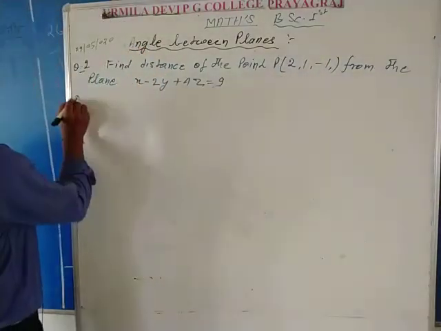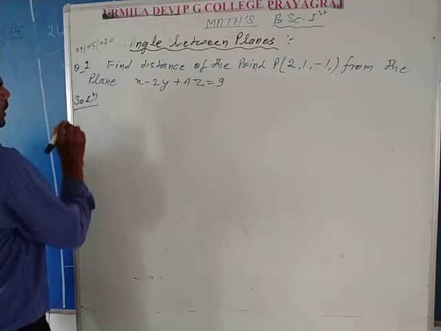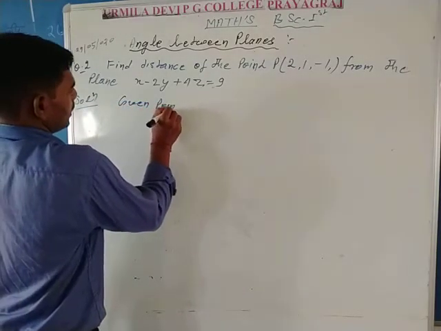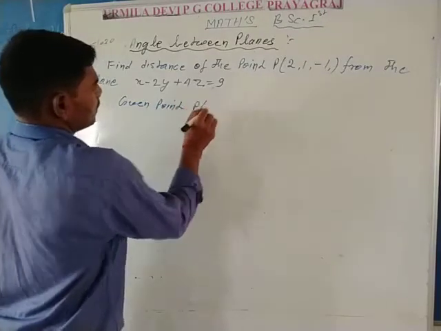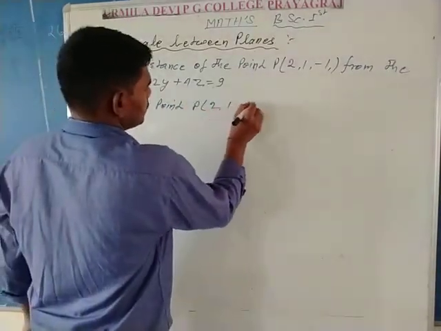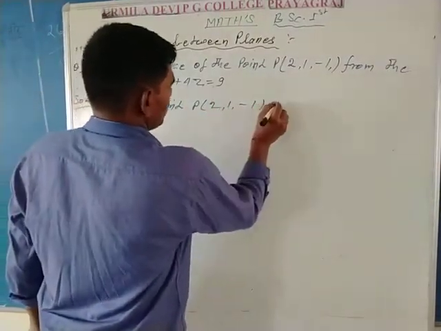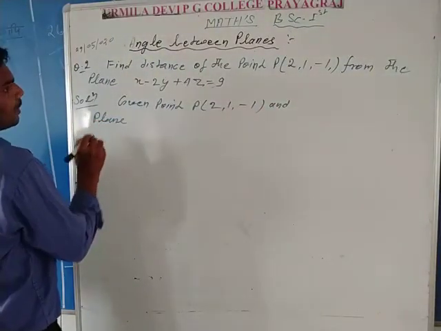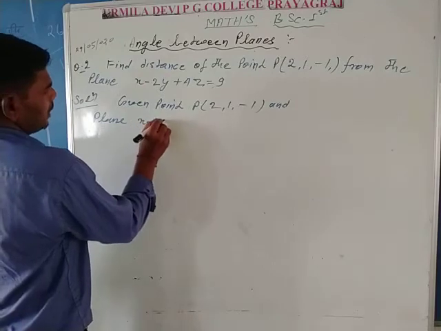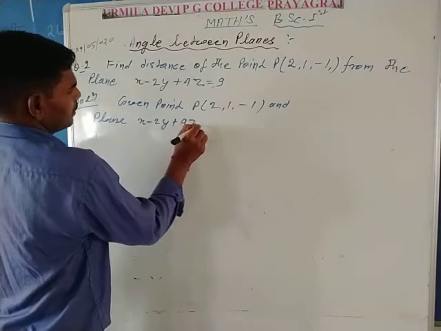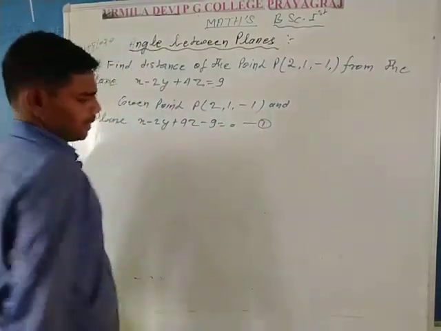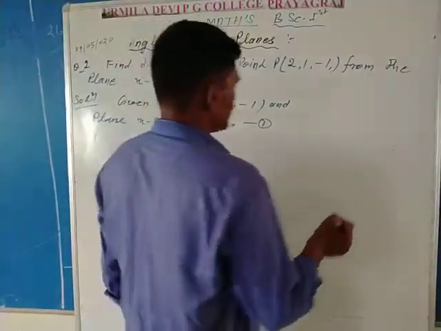In the solution, the given point coordinates are 2, 1, minus 1, and the plane equation is x minus 2y plus 4z minus 9 is equal to 0. This is represented by the first plane. Here I want to draw a figure.